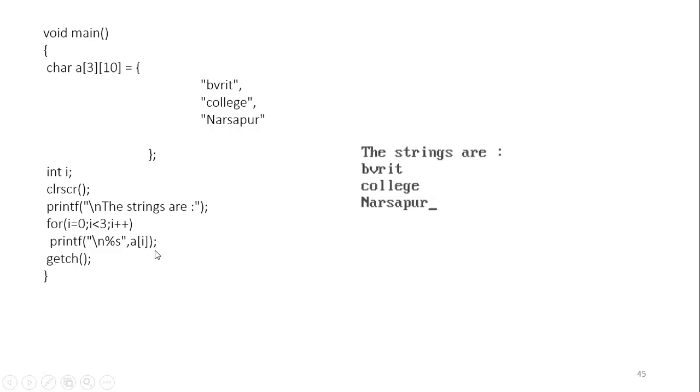If I use two dimensions, for example A of 0, 0, it is a character. A of 0, 0 is a character. If you draw this in a two-dimensional array, B is a character, V is a character. A of 0, 0 is B, and A of 0, 1 is V.